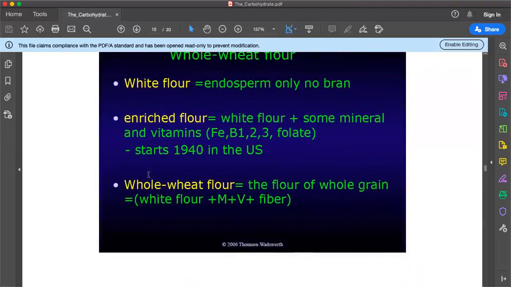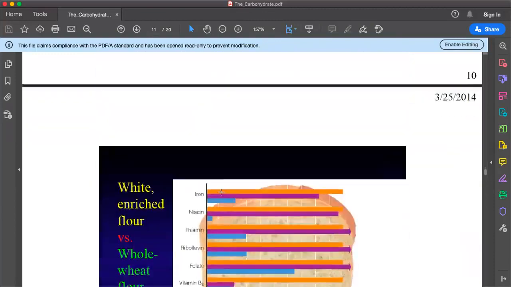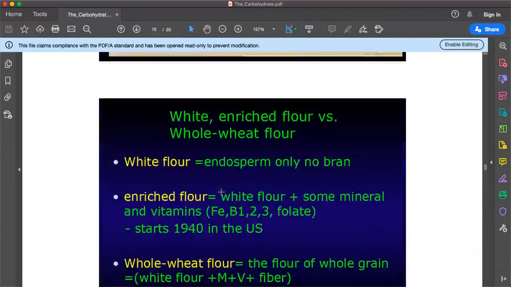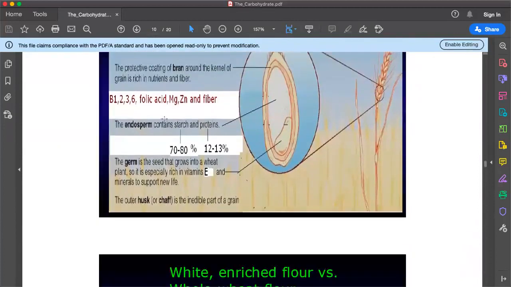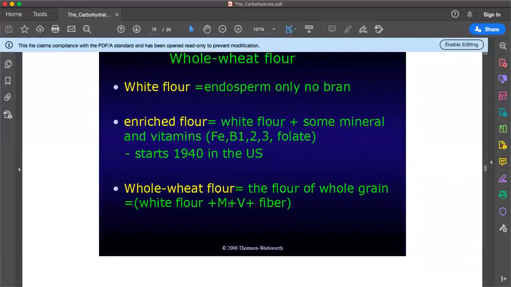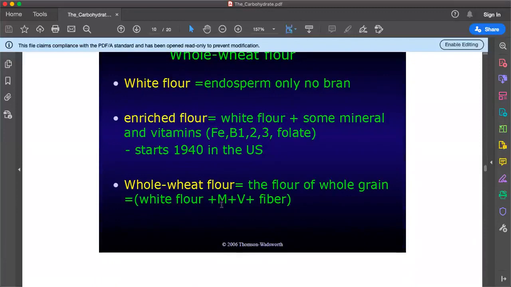So it's very important to remember the differences between enriched and fortifying. So why do we need whole wheat flour? Because you're going to see more fiber, okay? You're going to eat the bran, the minerals, and the vitamins, besides the white flour, okay?